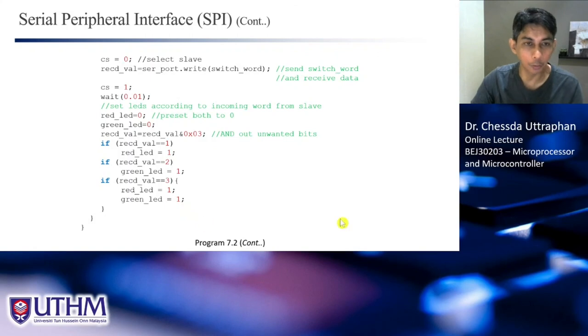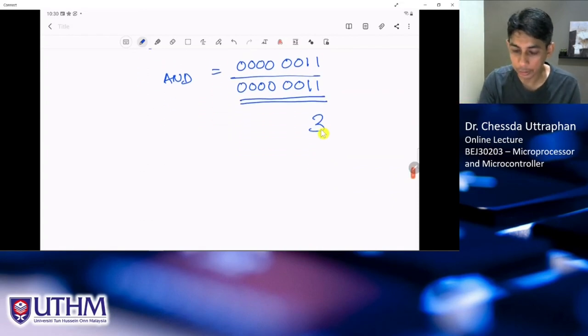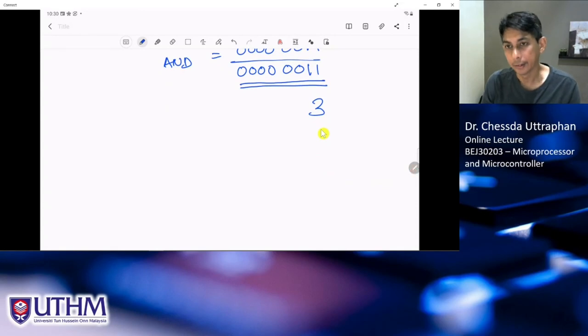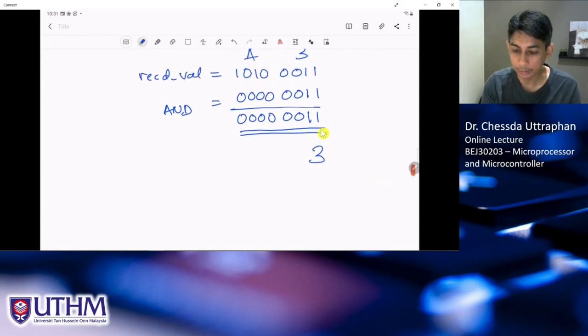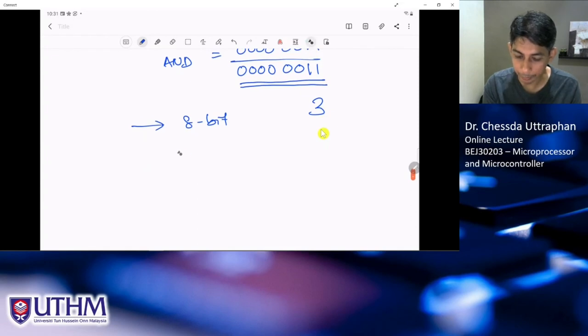Now the question is, why do we have A in front, right? So this is to demonstrate how we mask the data, right? Means that if, for example, we want to use only these 2 bits, because, yeah, this is very important when you do the communication, the serial communication. So when you send the data, normally you send more than 1 bit, of course, and in this case it is 8 bits, for example, right? 8 bits.